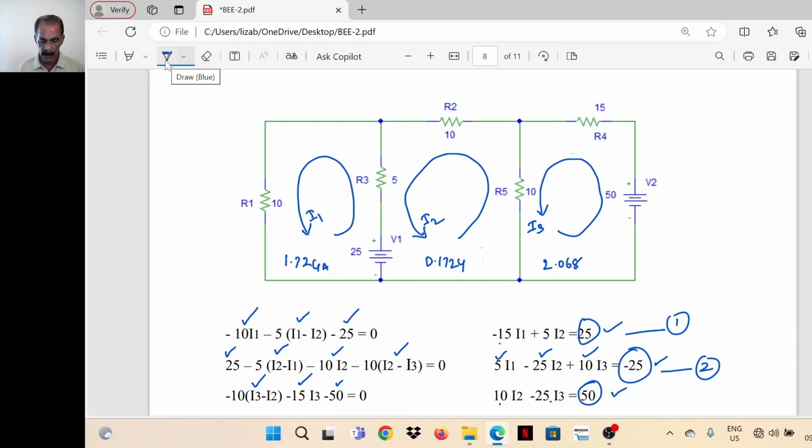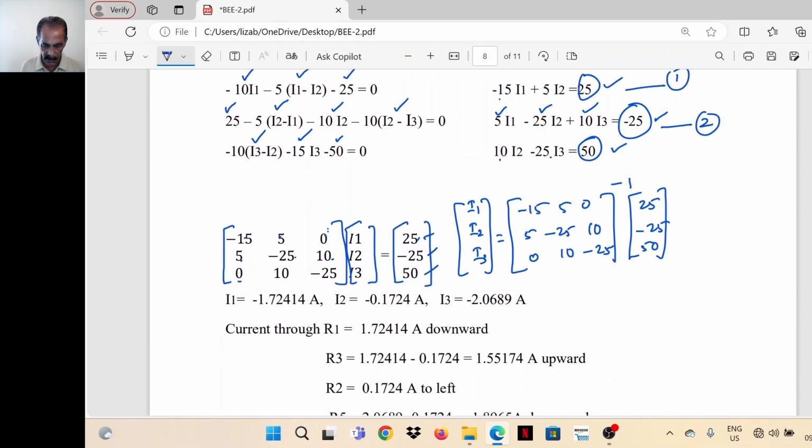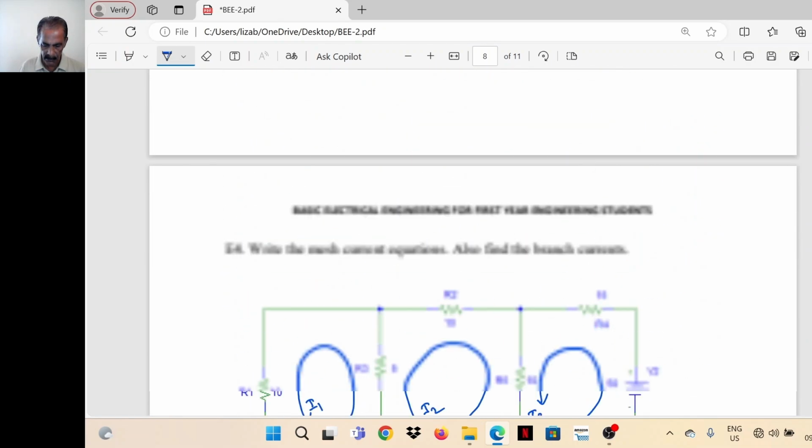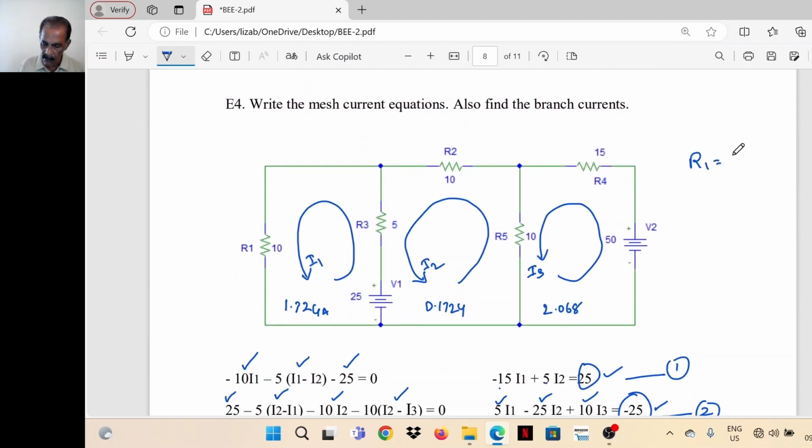So now, what are the currents through the different resistors? R1, it is 1.724. Just check, 1.72, correct. Then R2, this is the current, that is 0.1724.